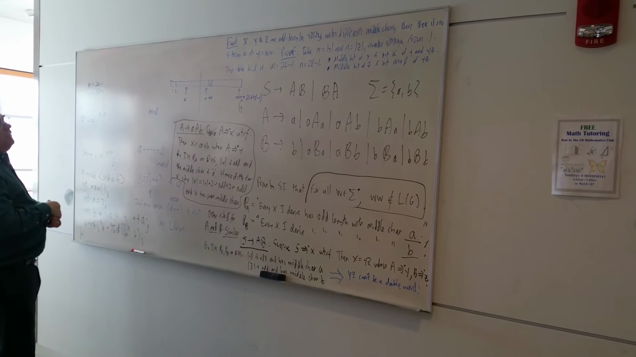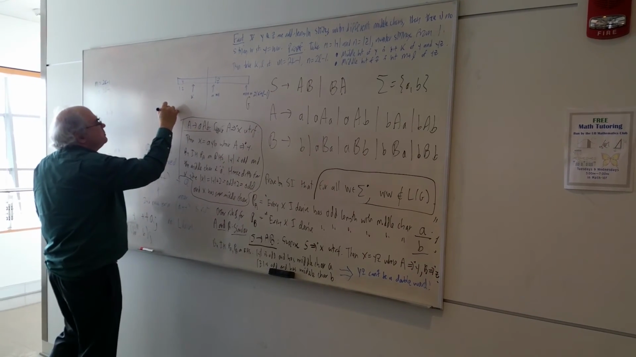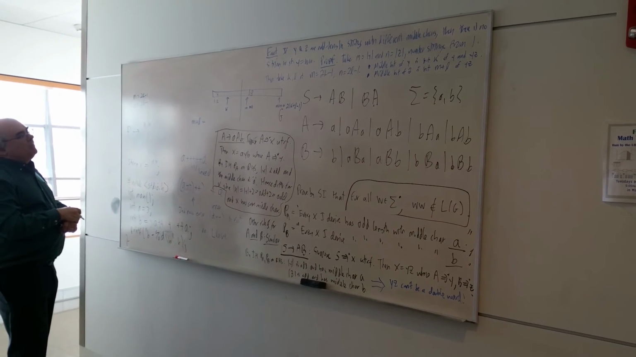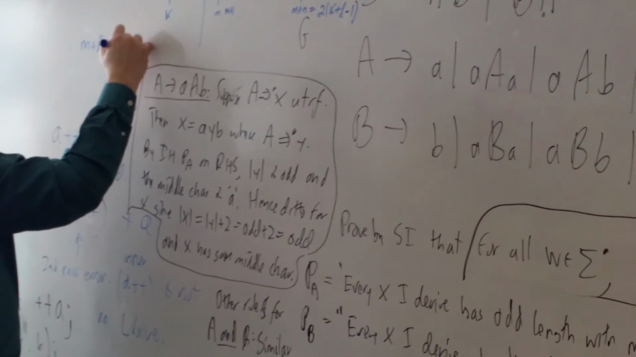Okay. Of Z is now equal to 2K minus 1 plus L.